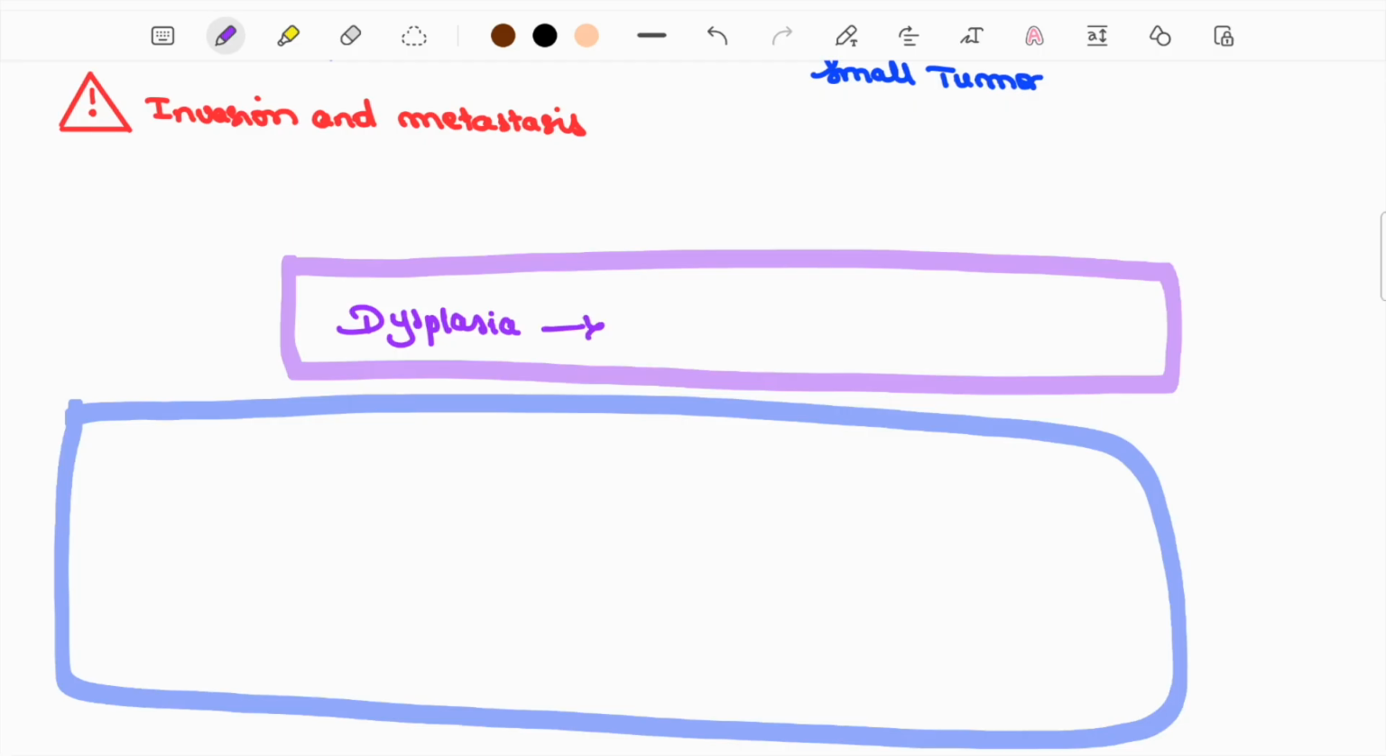To summarize, the disease progresses through three main stages: dysplasia, where the cells look abnormal but stay in place; carcinoma in situ, when the cancer is confined to the epidermis; and invasive carcinoma, when malignant cells break through and spread into deeper layers.